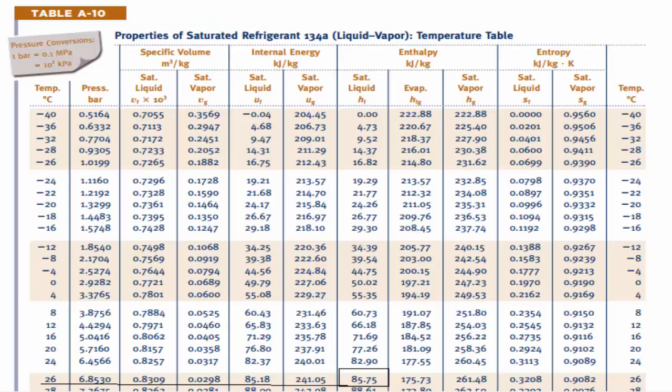The enthalpy of stage 3 can easily be found by just going to table A10 and going to the temperature of 26 degrees and the HF value. As after condensation it is a saturated liquid state, so we will just see the HF value, as it is 85.75. As the last stage is a throttling process, the enthalpies will be the same. H3 is equal to H4.